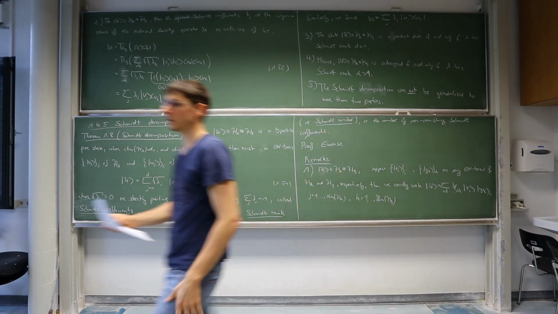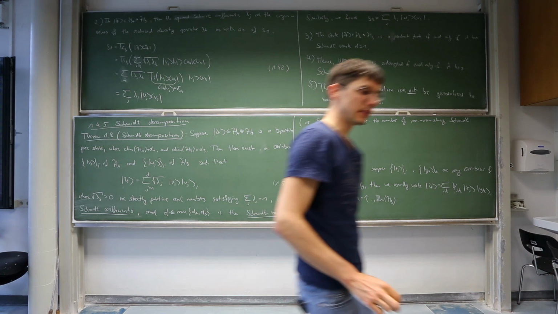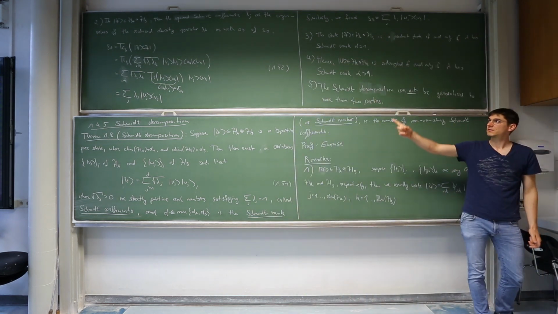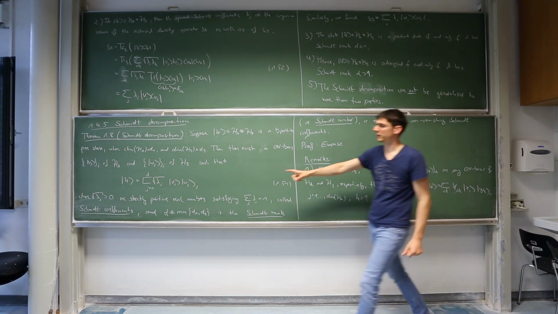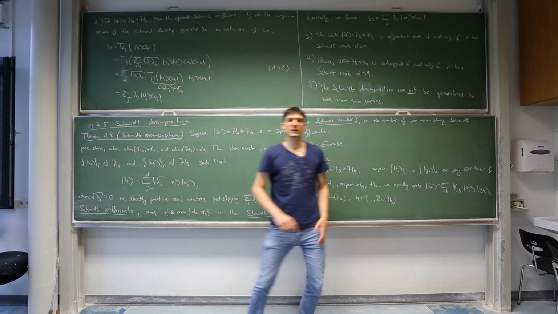With this, we now found a way how we can show whether a state is entangled or not. The only thing you have to do is find the Schmidt form. So you have to find these eigenbases and write it down in this way. And then you can find out whether the state is entangled or not.